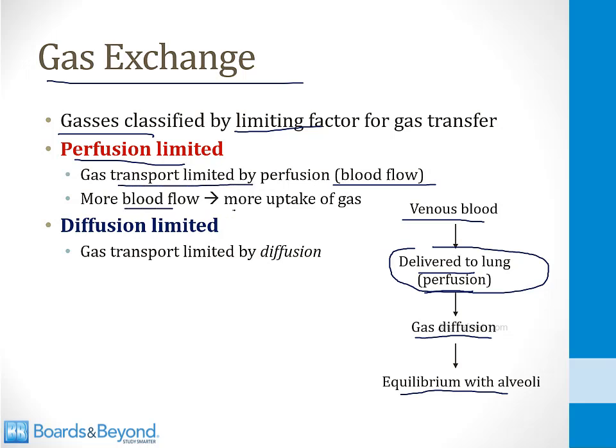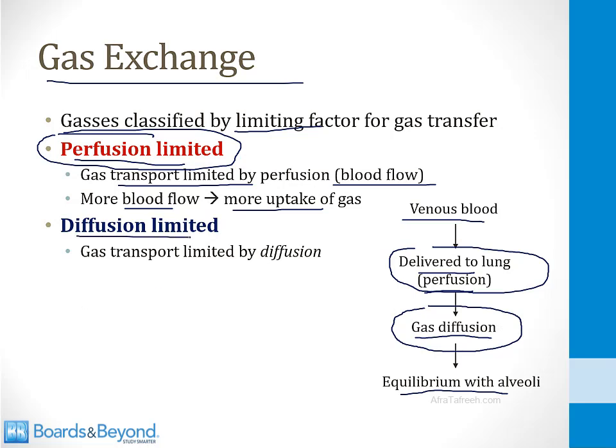More blood flow leads to more uptake of gas if gas exchange is perfusion limited. On the other hand, if the diffusion of gas out of the bloodstream into the alveoli or vice versa is what limits the total amount of uptake of gas, then we say that that gas is diffusion limited. And this means that gas transport, the total amount of gas going in or out of the bloodstream, is limited by diffusion, not by perfusion.